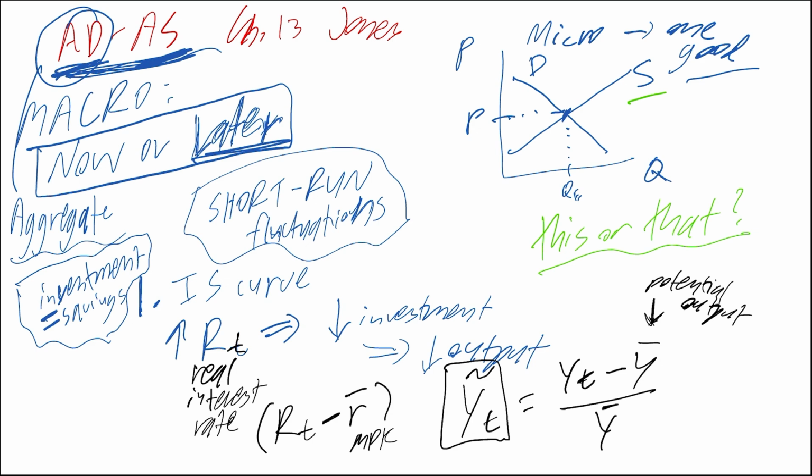So if this is equal to 0, we're going to have output equal to potential output. If this is greater than the marginal product of capital, this r bar, then output's going to increase relative to potential. Okay, so let's take a look at what this IS curve is, and then we'll make sure we understand all the terms here. So the equation looks like this.